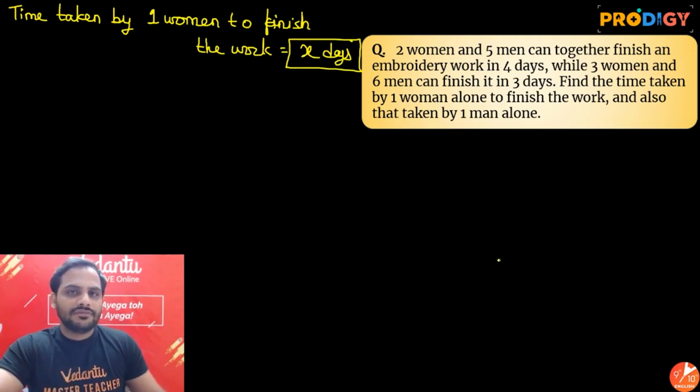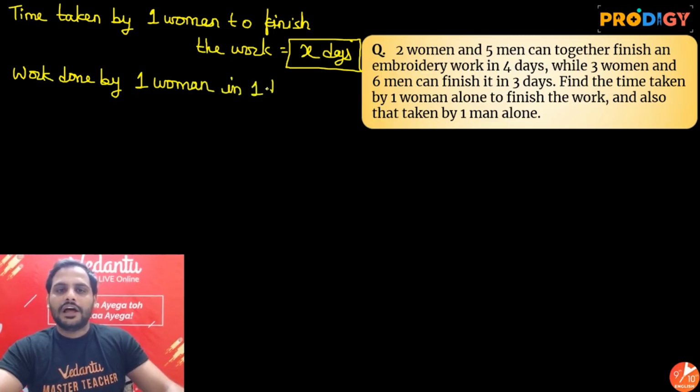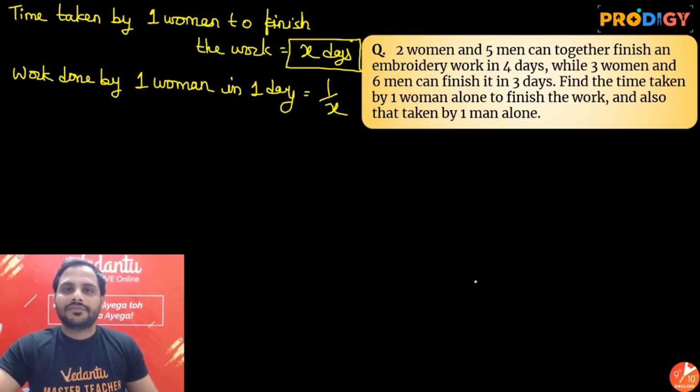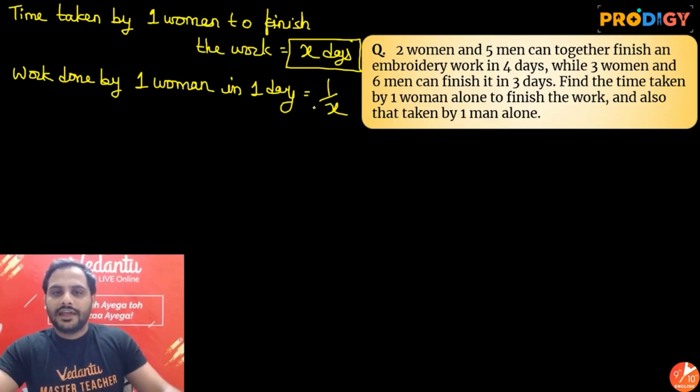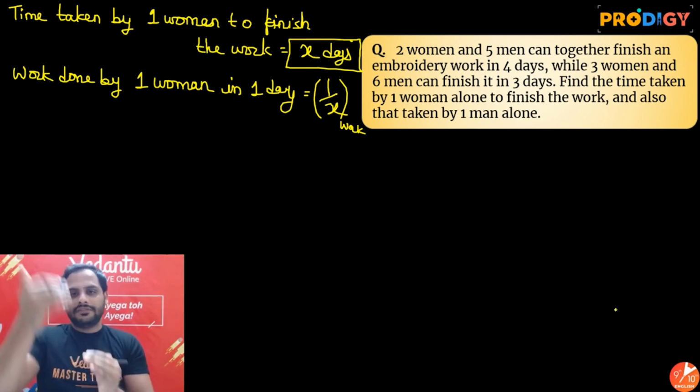So how much work she will do in 1 day? So work done by one woman in 1 day. She'll do 1 upon X. Just now I have told, if total time taken is X days, in 1 day how much work is done? 1 by X. Same logic over here. So she is completing this much work every day, 1 by X work. So we assume one work is there, so one work in X days, so in 1 day 1 by X work.